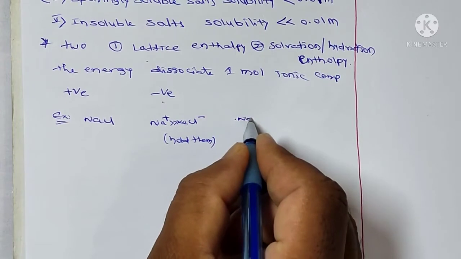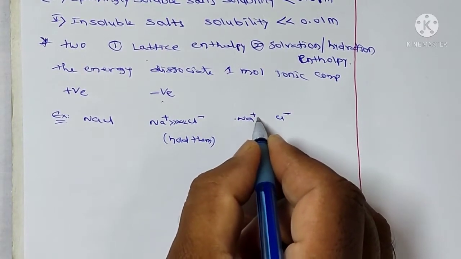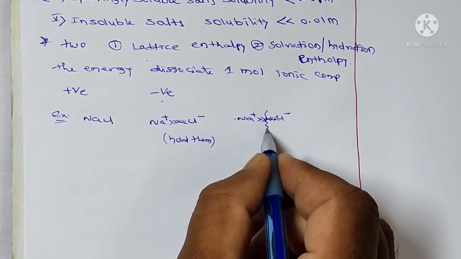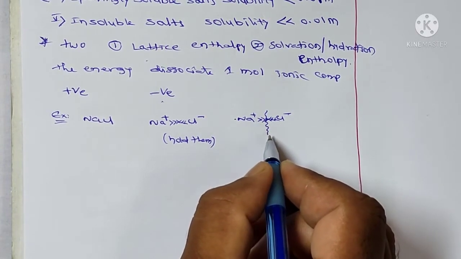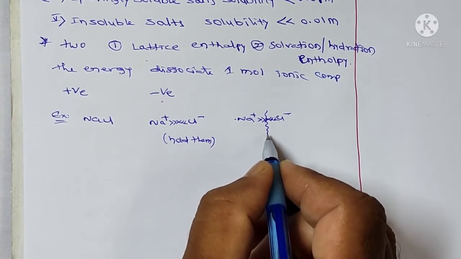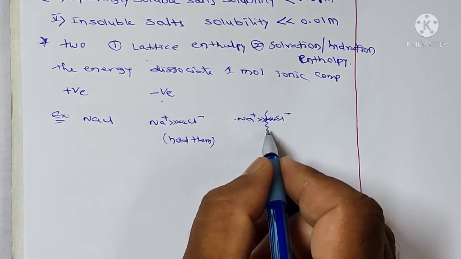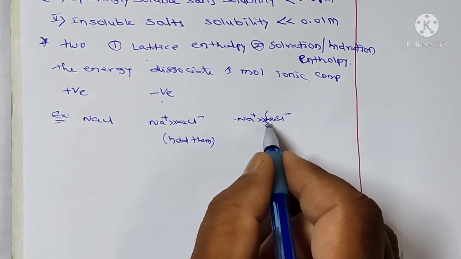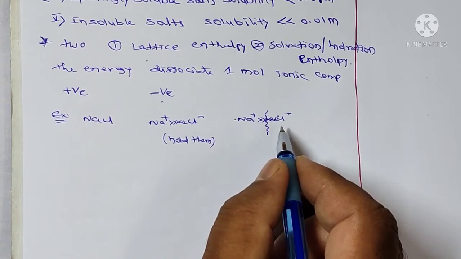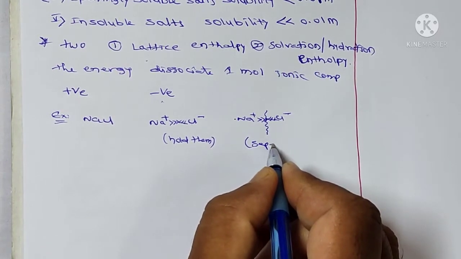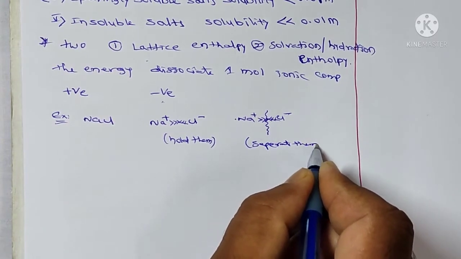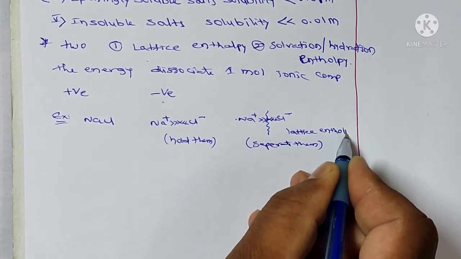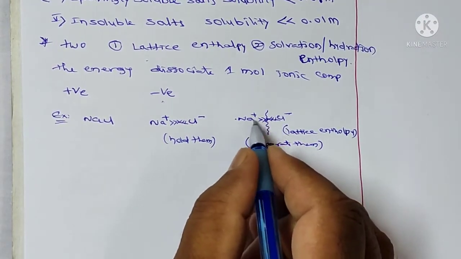So here, between the Na plus and Cl minus ions, there are attractive interactive forces. To break those attractive interactive forces, some energy is required. That energy is called lattice enthalpy, and that lattice enthalpy separates the ions. So here, the ions are going to be separated. Lattice enthalpy is required to separate the ions.